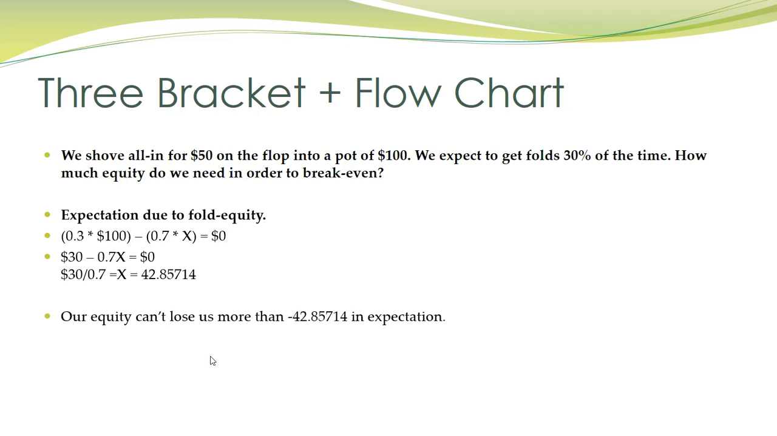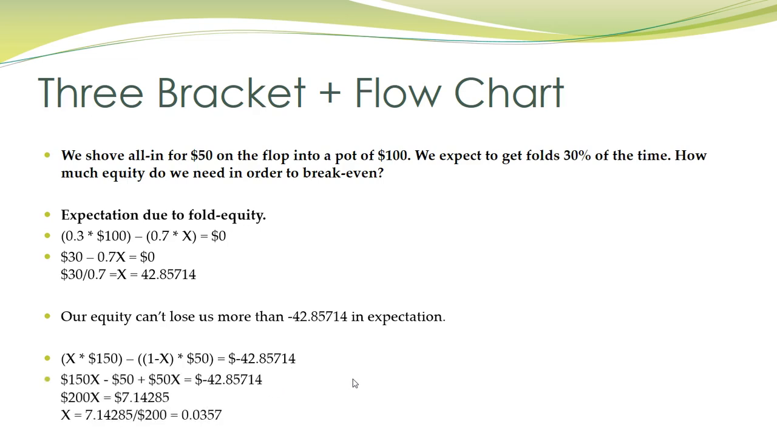So now we go to the step of our calculation which we did first. We know that we're going to be losing money here, but our equity can't lose us more than $42.85714 in expectation. So we can run a new algebraic equation here where x is now the amount of pot equity we have. So we know the probability of winning, our pot equity, is x, multiplied by 150, minus the probability of losing according to our pot equity, 1 minus x, multiplied by the amount we lose, our $50 investment, equals our negative expectation due to pot equity, which is minus 42.85714. Again, we're going to solve this equation for x.